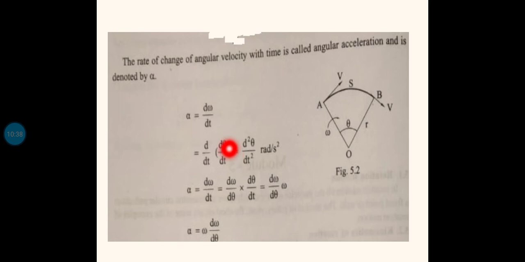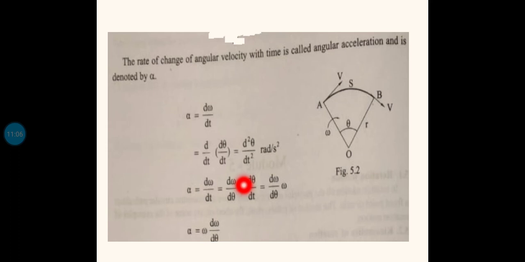Now this can be written as, we know from the earlier expression, omega is the rate of change of angular displacement with respect to time. So it becomes d by dt of, instead of omega we write d theta by dt. So d by dt of d theta by dt. So in total it is d square theta by dt square, radian per second square, that is the unit. So you can use this equation to find out the angular acceleration, alpha equal to d square theta by dt square.